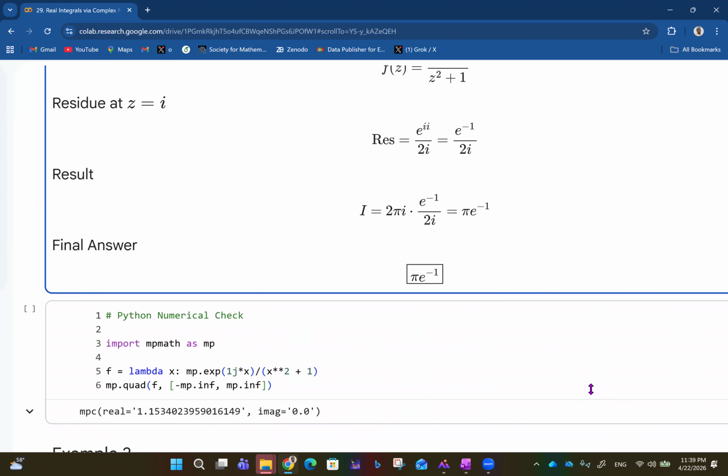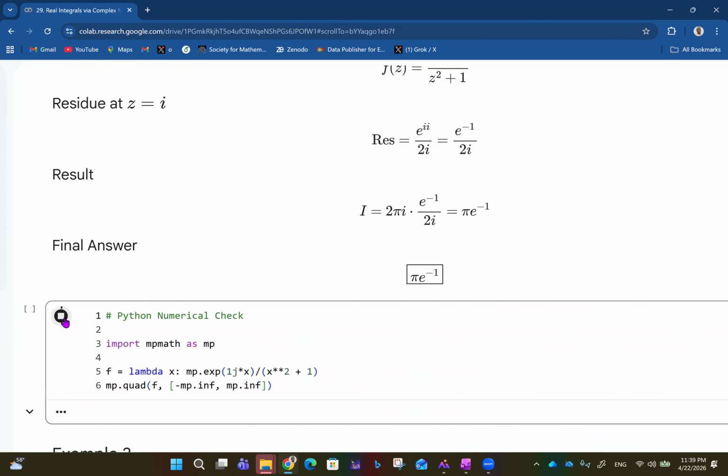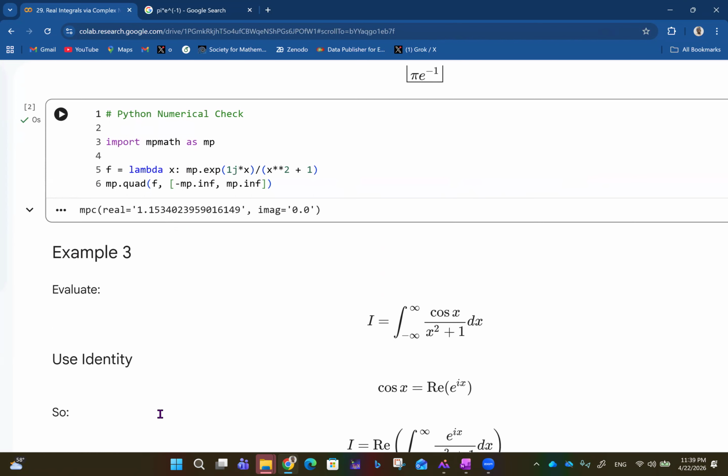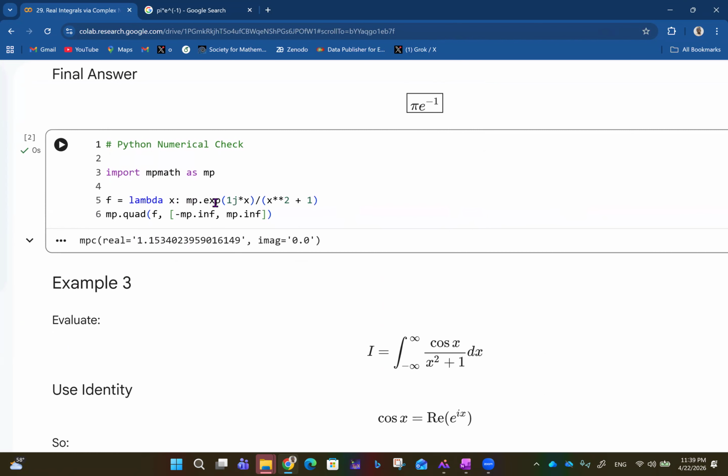By the way, if you try pi e raised to minus 1 numerically, you get 1.15 and so on. In case you're not sure, it's only real; the imaginary part is 0.0 here. So pi times e raised to minus 1 gives 1.153, so 1.15 to 2 decimal places is correct. So that's what this is, in short.